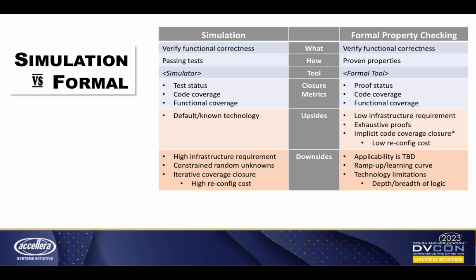Now, the downside of formal property checking. I think ramp up and learning curve is something that verification engineers, if you're not familiar with it firsthand, you're maybe scared of that ramp up or learning curve if you're coming to formal from simulation. There are technology limitations, I think, with formal that everybody is relatively familiar with. But I think one significant barrier here is we don't necessarily know how or where to apply formal property checking. So this for me was a really big hurdle in that I didn't understand where to apply it or what type of circuit to apply it to.